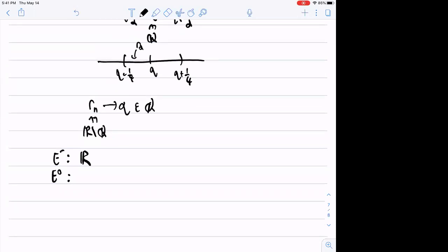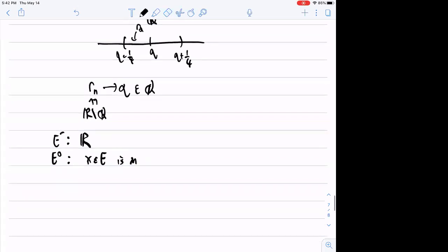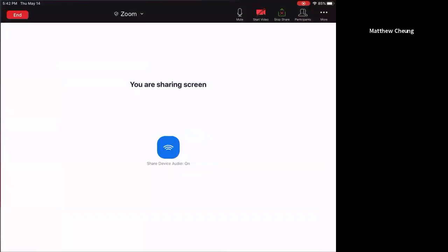Now what is the interior? What does it mean to be interior? X in E is in the interior of E if and only if what? There exists R bigger than 0 such that my ball lies in E, right? That's what it means to be in the interior. Is everyone clear so far? Great.